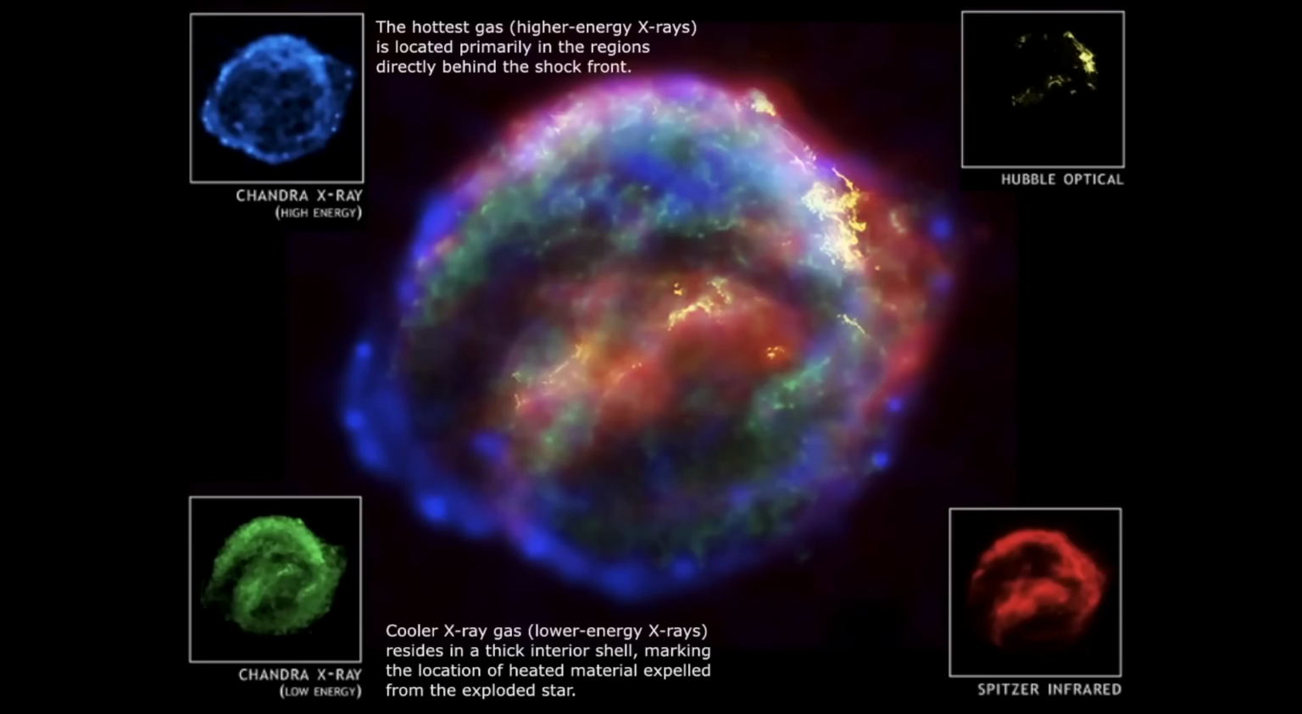However, that's not the only view. The Chandra X-ray Observatory and the Spitzer Infrared Observatory also take a look at it, and it looks completely different in those views. In the blue is the Chandra X-ray, high energy X-rays, and those come because the material from the supernova, which is traveling at thousands of kilometers per second, slams into the interstellar medium, heats it, and makes it glow in X-rays.